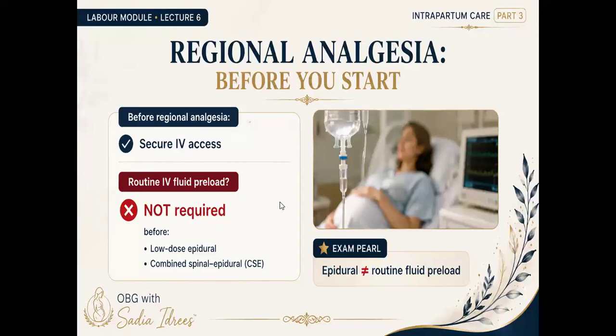Let's begin with regional analgesia. Our patient requests an epidural. What should happen first? One important practical step is to ensure IV access, but now comes a classic misconception.